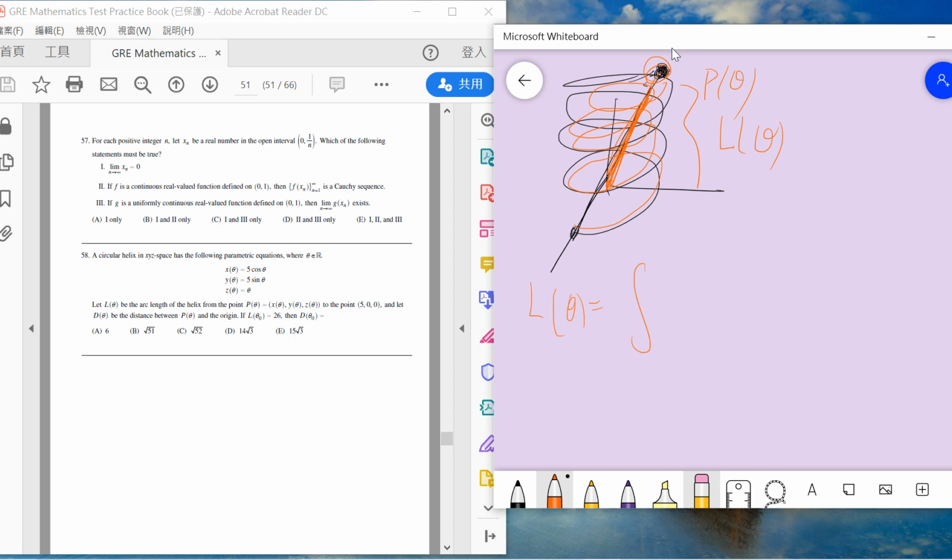Basically, it's just the arc length of the curve, but now it's 3D. So it's the integral of the square root of (dx/d theta) squared plus (dy/d theta) squared plus (dz/d theta) squared, d theta, from A to B, where A and B are the starting and ending theta parameters. Once we know A and B, we can know P of theta, and then we just calculate the Euclidean distance. Then finish.